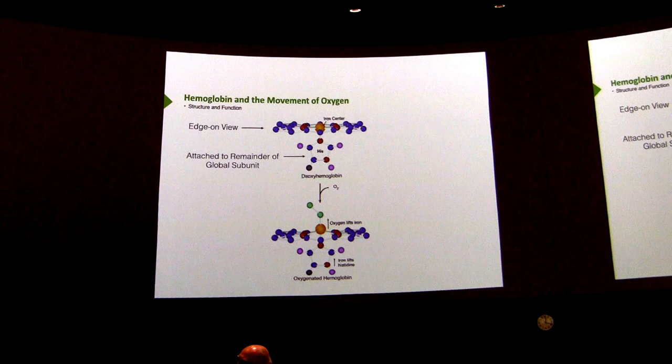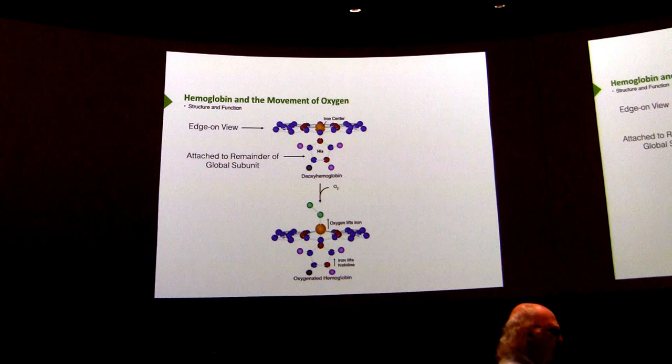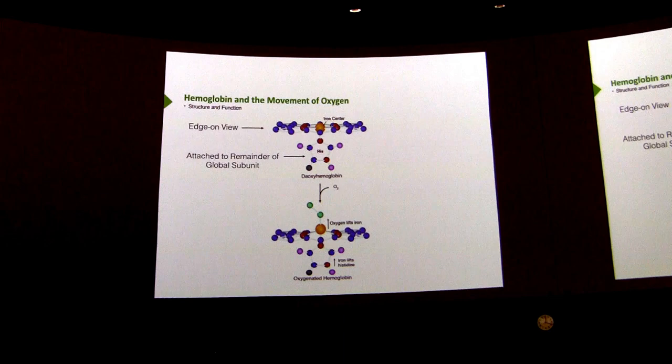What you see happening here is what happens in the lungs when hemoglobin arrives there. When hemoglobin arrives in the lungs, it has no oxygen on it because it's dumped it off at the tissues. An empty iron gets bound by the oxygen, and oxygen lifts that iron, lifts the histidine that's attached to the globin.